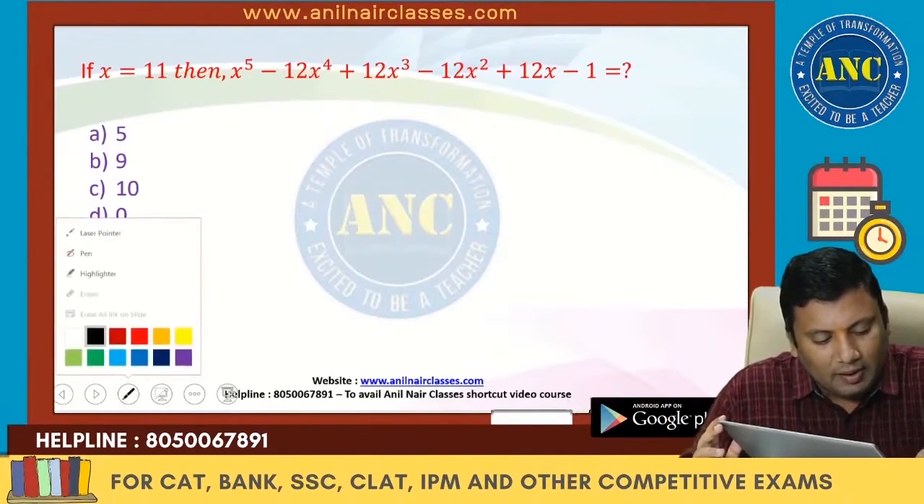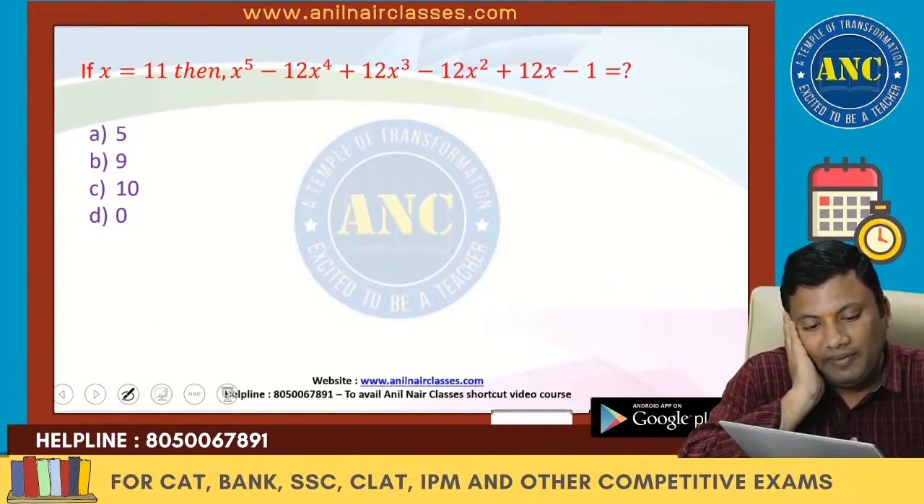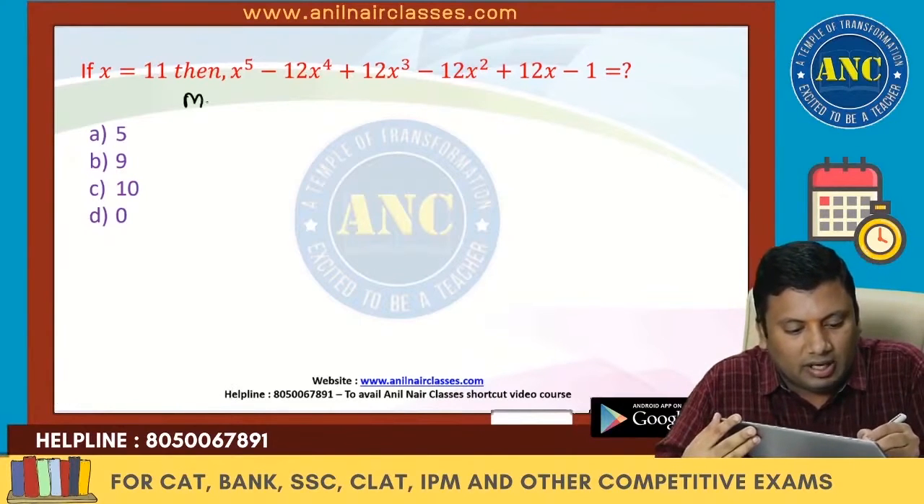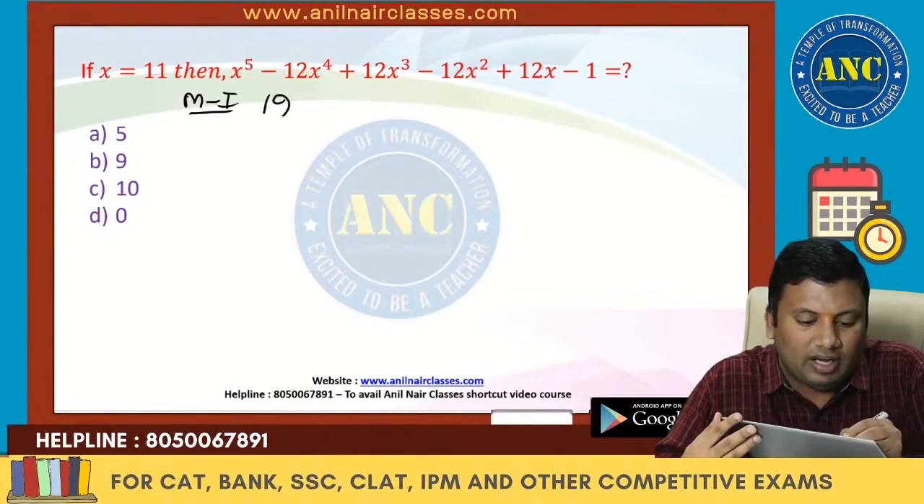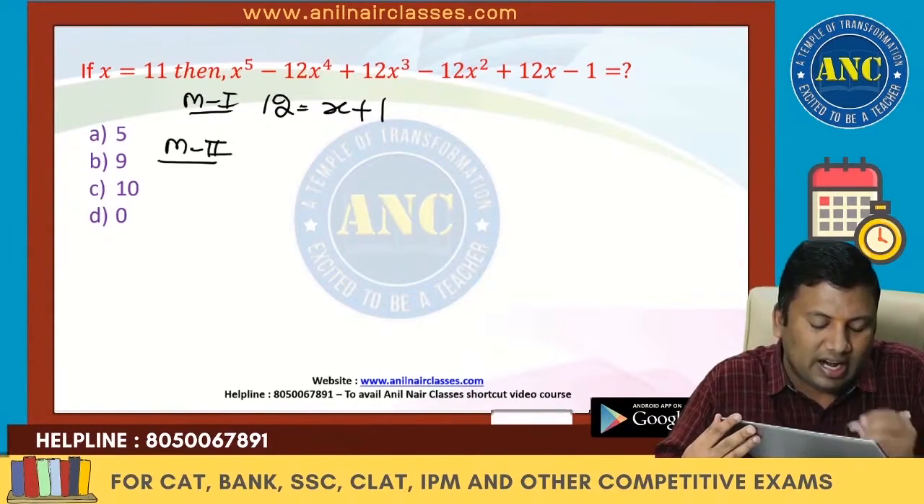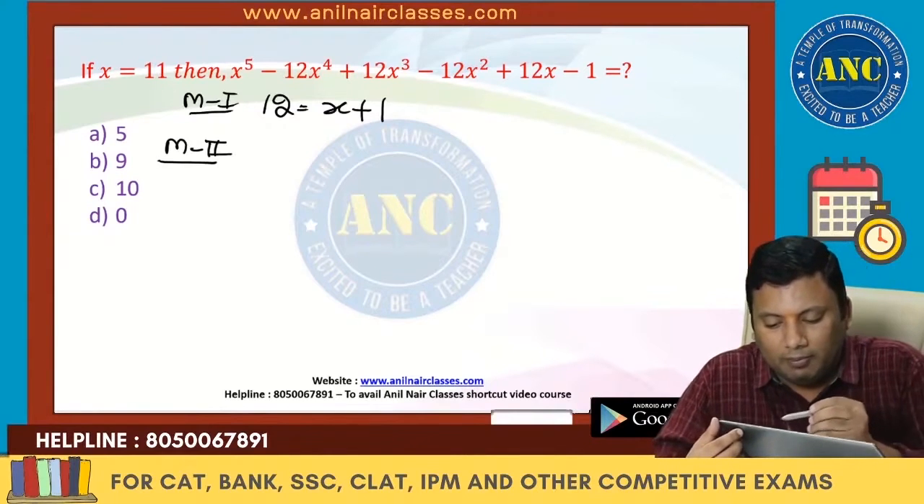x is equivalent to 11. The expression is 11 x power 5 minus 12x power 4 plus 12x cube minus 12x square plus 12x plus 1. Method number 1: wherever 12 is there, substitute x plus 1. That is the idea. Method number 2 is a condensed version of method number 1.